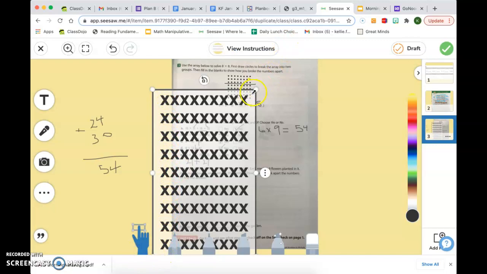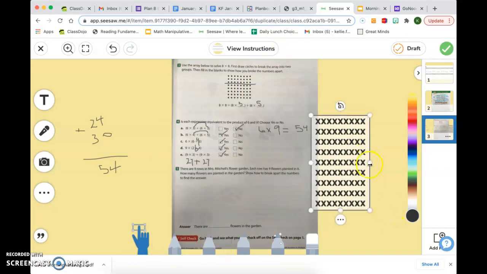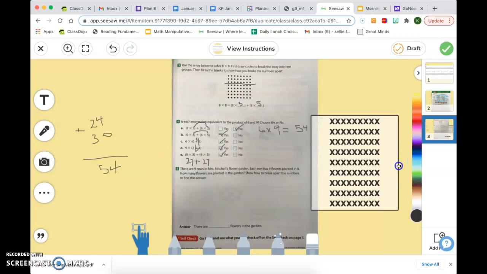All right. So here are our 9 rows with 9 flowers planted in each. And we want to figure out how many flowers she planted. But I don't know 9 times 9. So I'm going to break this apart into what I do know. I know my 5's facts. So I'm going to break this apart into 1, 2, 3, 4, 5 rows of 9.